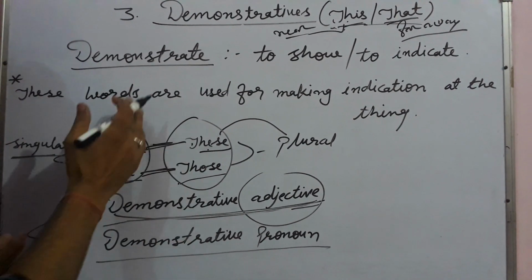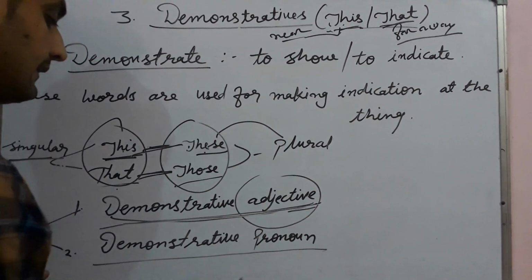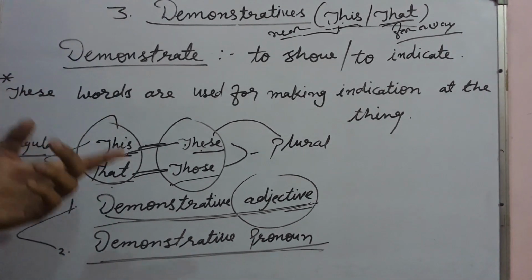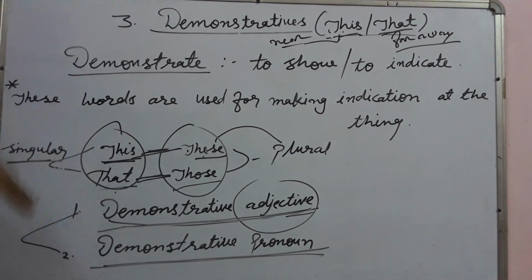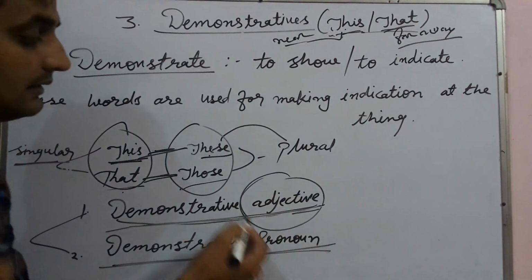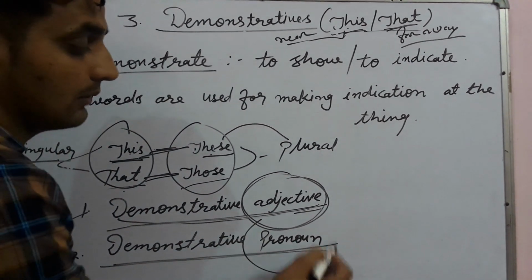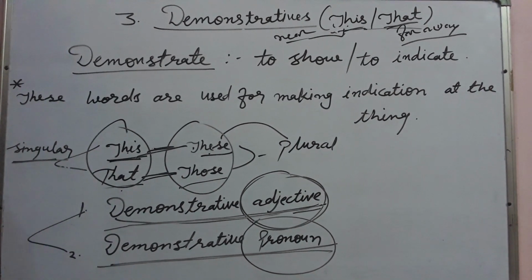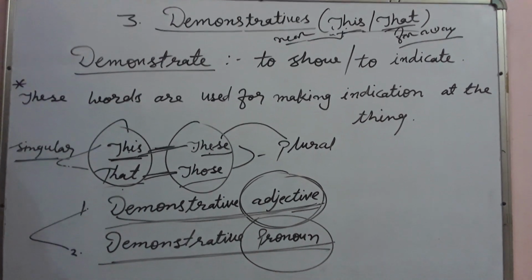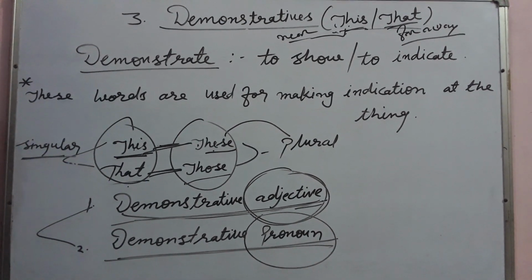If any of these words is not followed by a noun, then we will say demonstrative pronoun. Dear students, if any single word of them is followed by a noun, then that is an adjective there. If not followed by a noun, then pronoun. We will understand this difference again by the same examples which we took in the last kind of pronoun. So let's see the example.